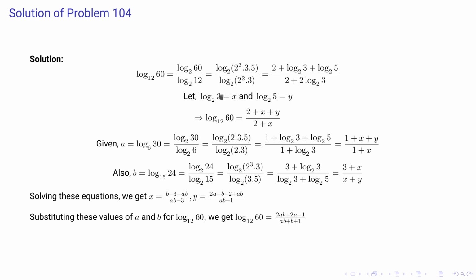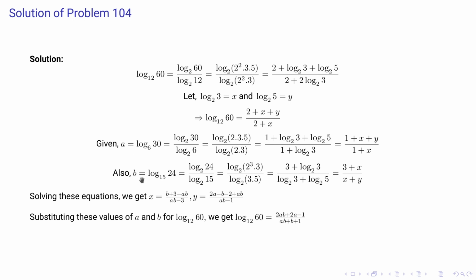Now we say that log of 3 with base 2 is equal to x and log of 5 with base 2 is equal to y. So log 60 with base 12 becomes (2 plus x plus y) by (2 plus x). Now we are given that log of 30 with base 6 is equal to a. So we write this as log of 30 with base 2 over log of 6 with base 2. 30 is 2 into 3 into 5 and 6 is 2 into 3. So, following similarly, it becomes (1 plus x plus y) by (1 plus x).